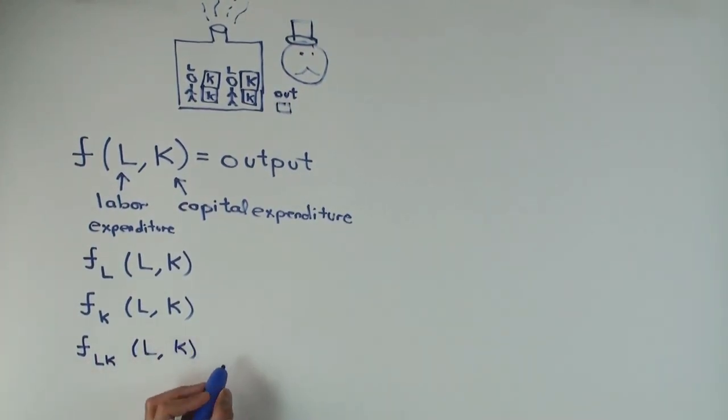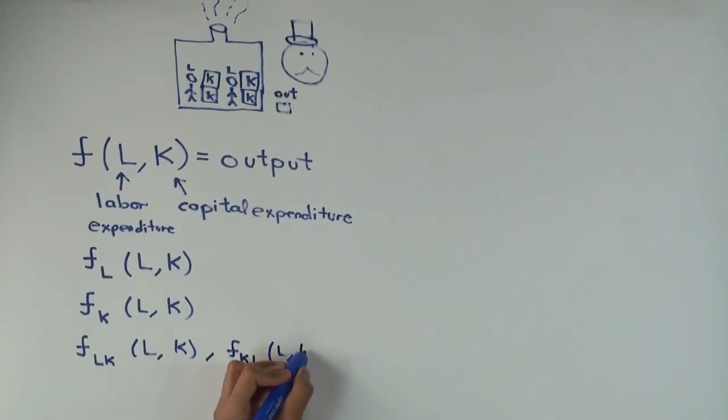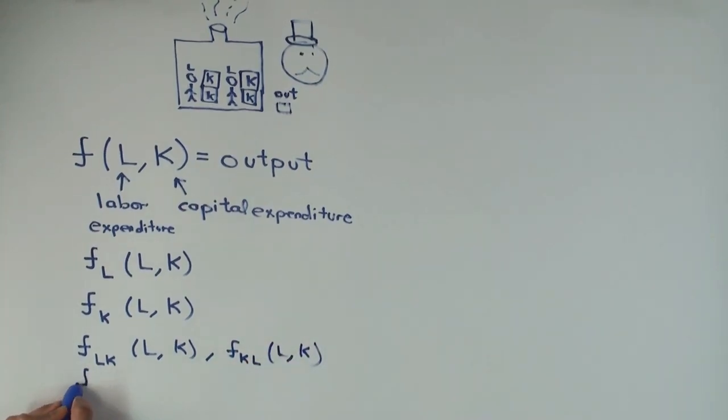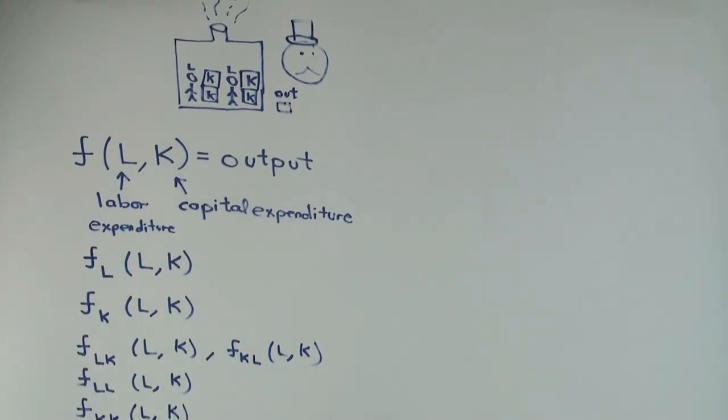Write all the second order partials. I like these two mixed partials together, for a good reason. Okay, so let's look at the first one. F sub L of L comma K.